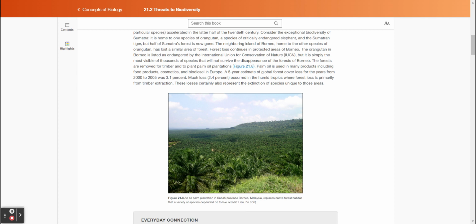Figure 21.8. An oil palm plantation in Sabah Province, Borneo, Malaysia, replaces native forest habitat that a variety of species depended on to live.